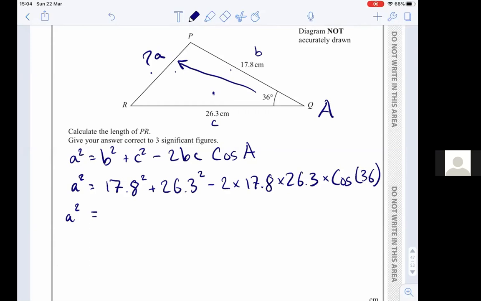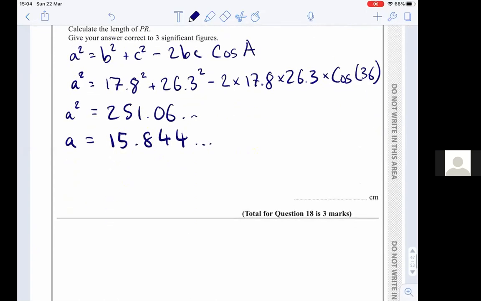And that's 251.06 dot dot dot, and then if I square root both sides, I have 15.844 dot dot dot. It wants it to 3 significant figures, so this is 15.8 to 3SF.